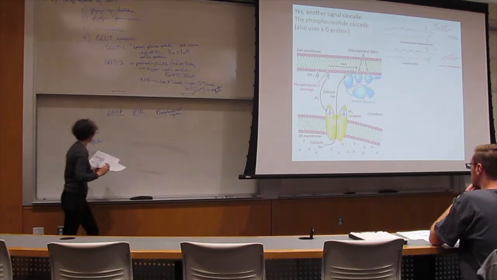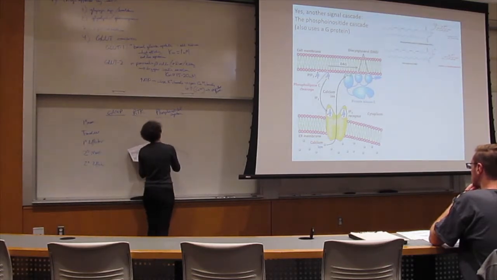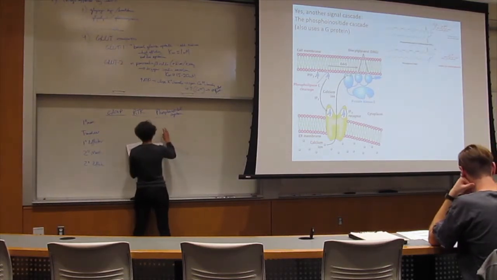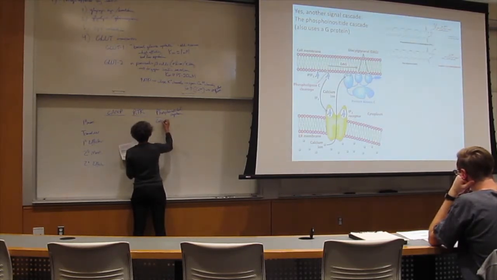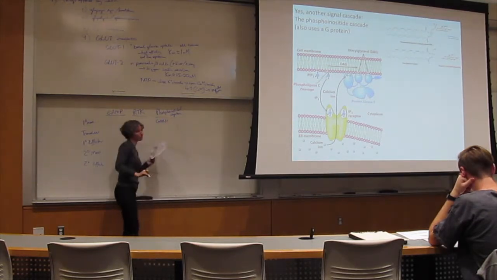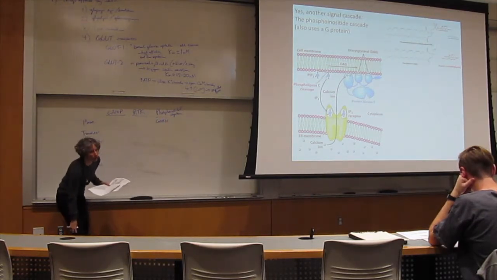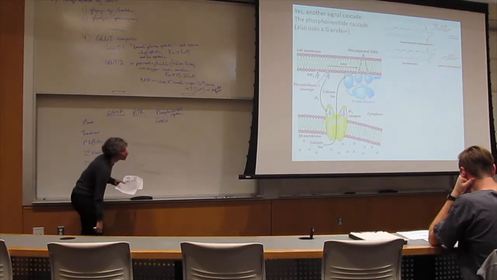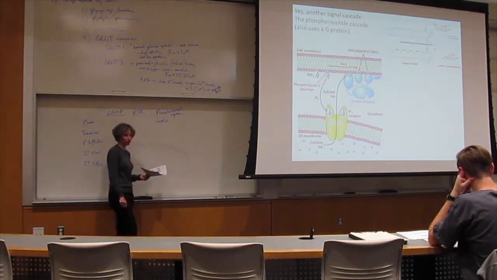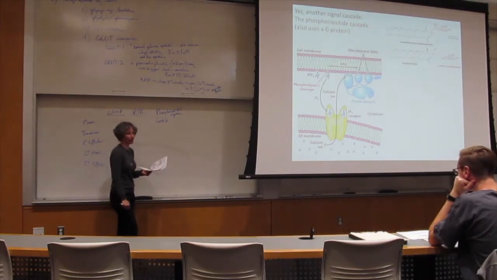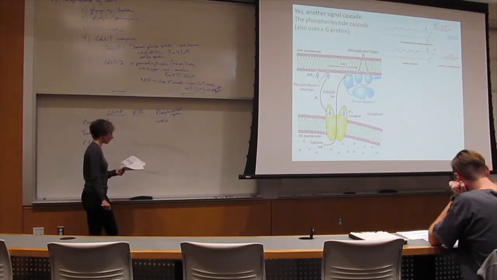Okay, so with our phosphoinositol system, this is going to be hormones like, let's see, we have GHRH. Anybody know what that one is? Growth hormone releasing hormone, the hormone that releases growth hormone. So that's pretty important in development.